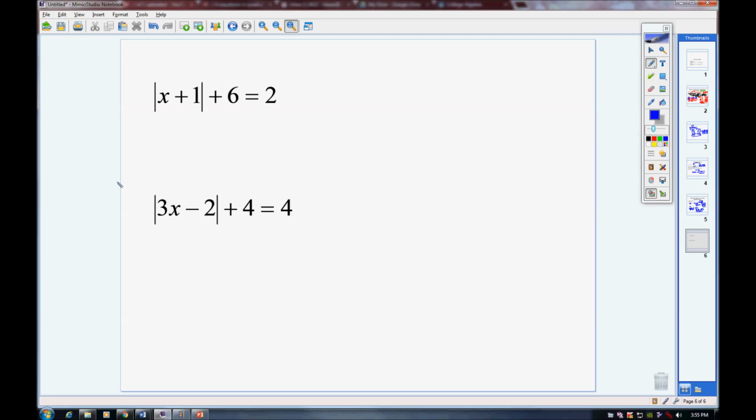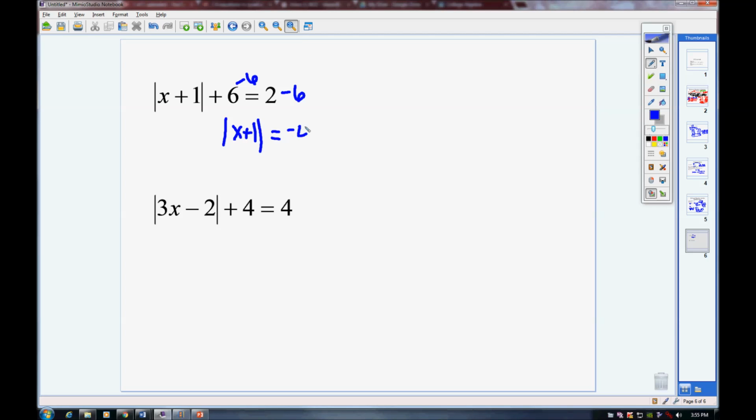Okay, let's look at this next problem here. We're really close to being able to split it into two equations. The difference is that I still need to get that 6 over to the other side. Absolute value of x plus 1 equals negative 4.